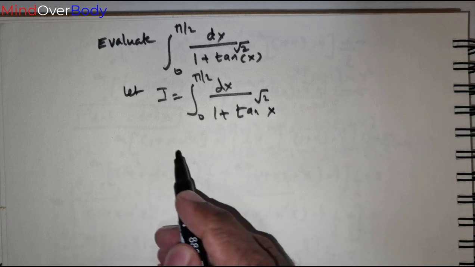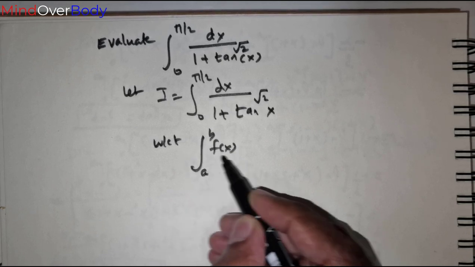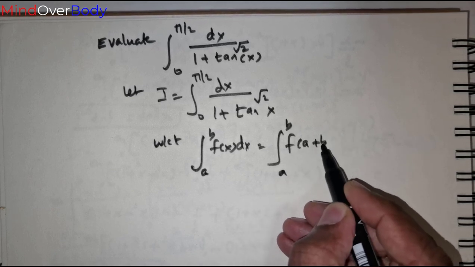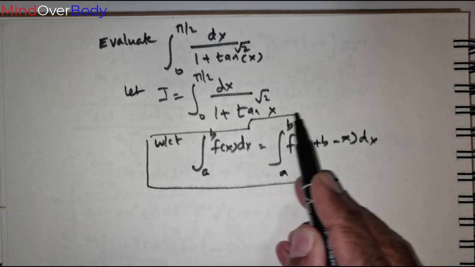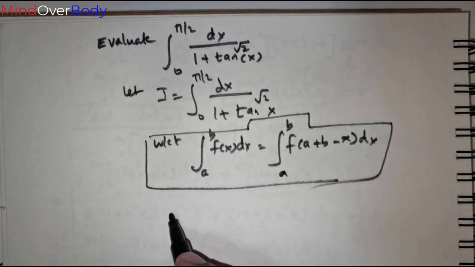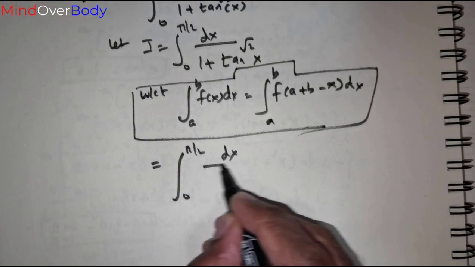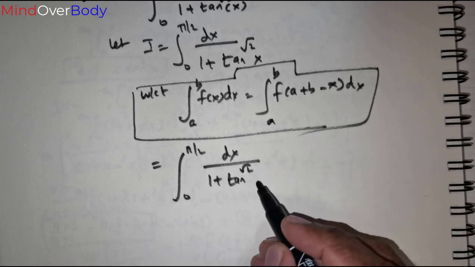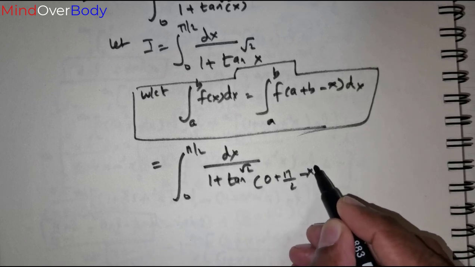Now what I wish to state here is a property. We know that the integral from a to b, it's a property in definite integrals, is equal to the integral from a to b of f of a plus b minus x times dx. This is a very crucial property. As I mentioned to you in one of the problems, this property is used to solve many of the complicated integrals. So by this property, I'm going to rewrite this as the integral from 0 to pi over 2 of dx divided by 1 plus tan raised to the power of root of 2. In place of x, it's going to be 0 plus pi over 2 minus x.